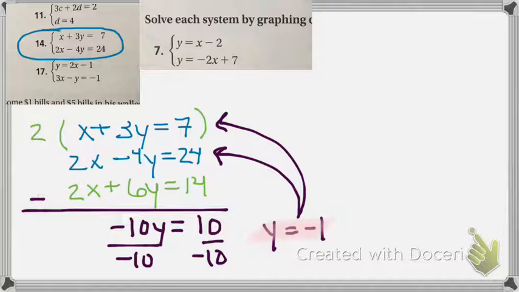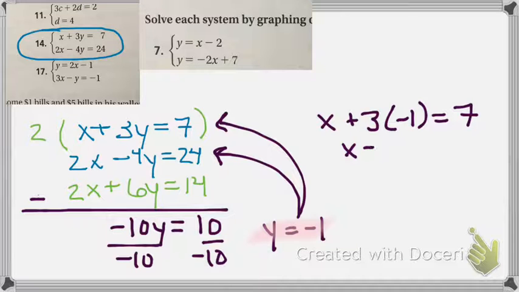Now keep in mind when I do that, so like x plus 3 multiplied by -1 equals 7. Okay, so x plus -3 equals 7. So x equals 10.